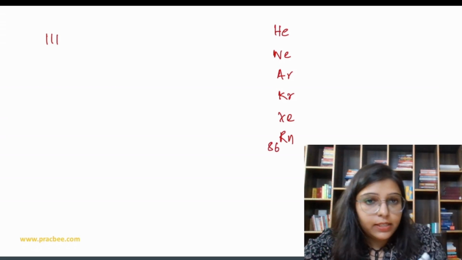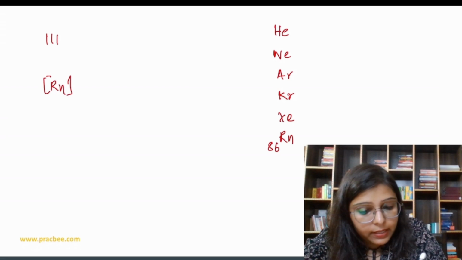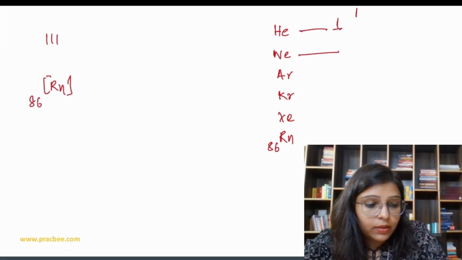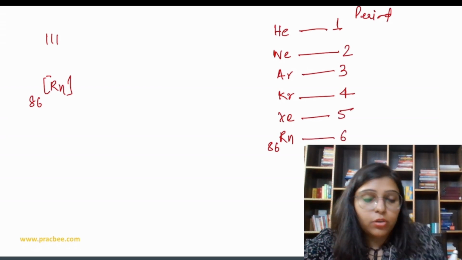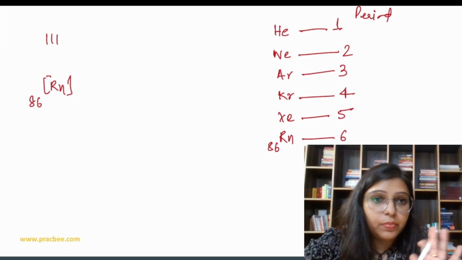So radon is 86. We have just solved the question. First, the radon, 86. Now see, helium belongs to the first period, neon belongs to second, argon belongs to third, krypton belongs to fourth, xenon to fifth, and radon belongs to sixth. It means the triple one element is going to belong to the seventh period.